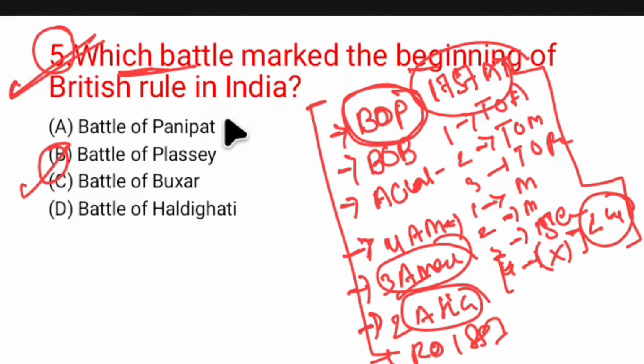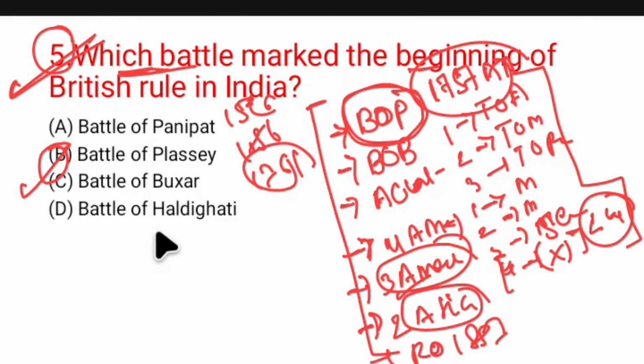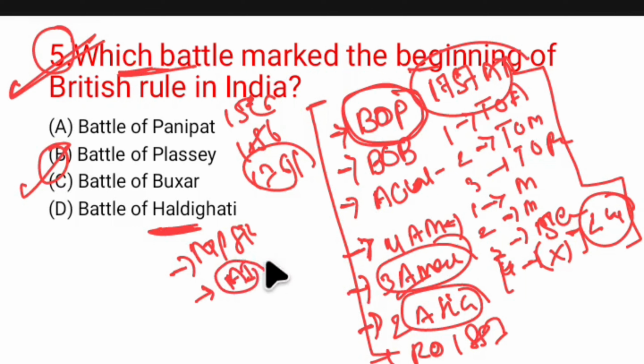So if you talk about Panipat, 1526, 1556, 1761. So Battle of Haldighati, and this happened between Maharana Pratap Singh and Mughal ruler Man Singh I. So this was Battle of Haldighati, Battle of Buxar 1764, Battle of Plassey 1757, Battle of Panipat, 3 Battles of Panipat.